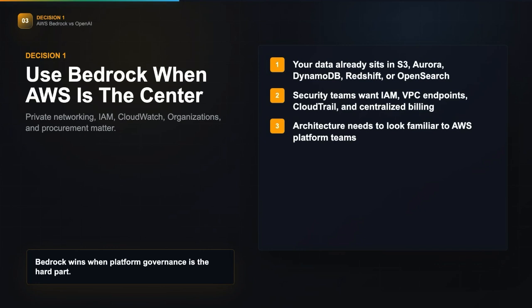Bedrock also gives you model choice under one AWS service interface. If Anthropic is stronger for reasoning today and another model is cheaper tomorrow, your architecture can keep the AWS wrapper. For enterprise production, that wrapper can matter more than shaving a few milliseconds from a demo.